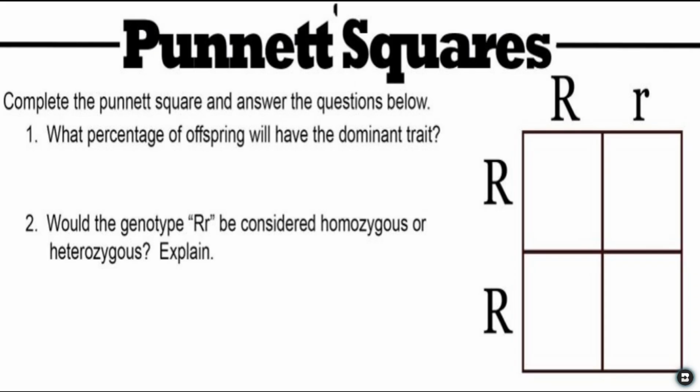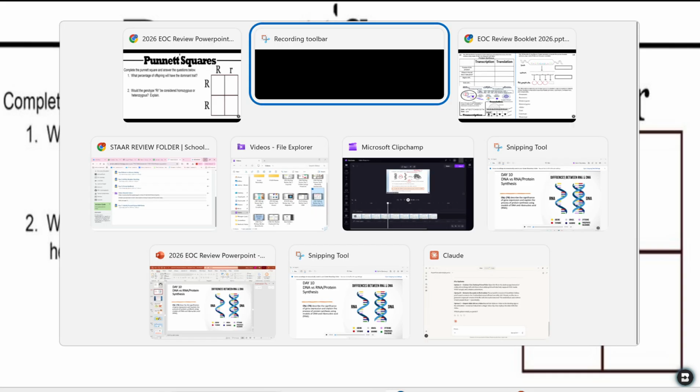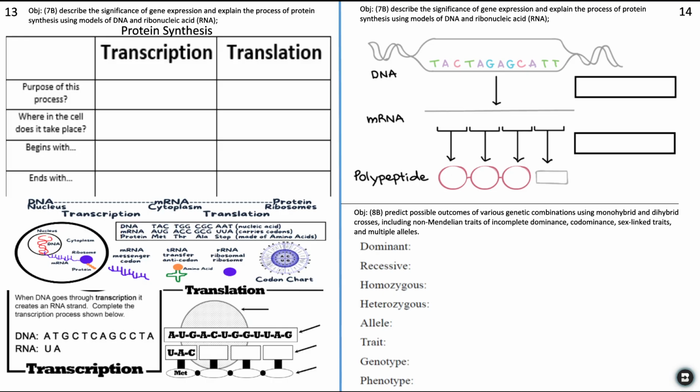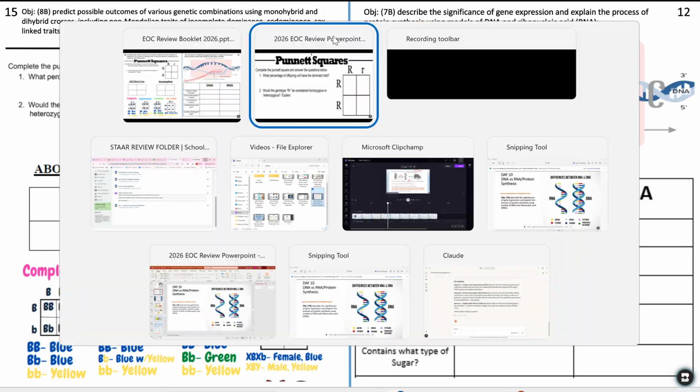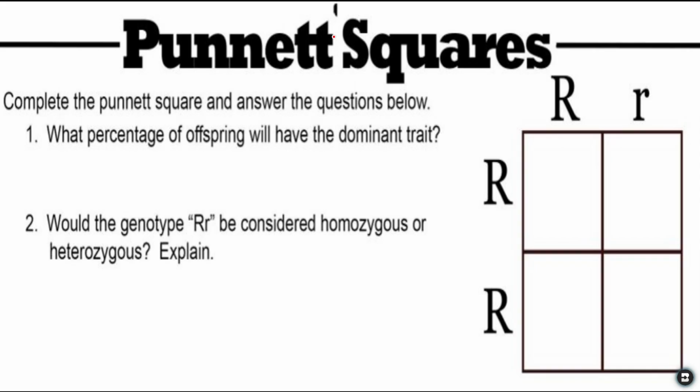All right, on page 15 now, I'm going to show it here. Page 15, we have a Punnett square problem. So, here we're asked to complete the Punnett square. Remember, with all Punnett squares, one letter comes down from the top and one letter goes in from the side for each box.